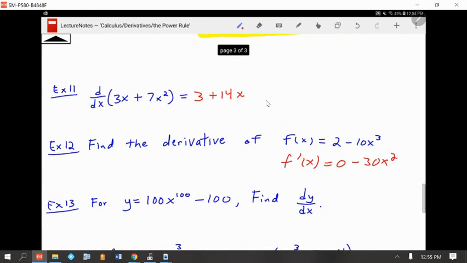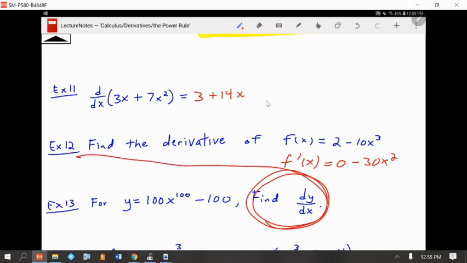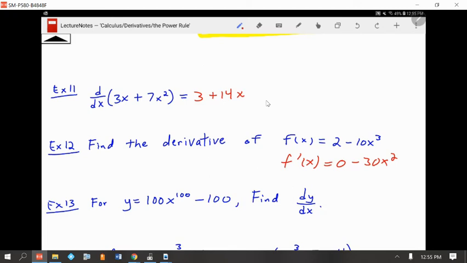Here's another way to do it. If y is equal to 100x to the 100th power minus 100, find dy/dx. What does find dy/dx mean? Again, that means find the derivative of y. It's just less writing. Like it's written back in problem 11, this is all new notation.